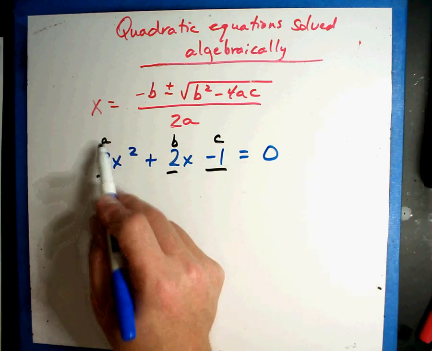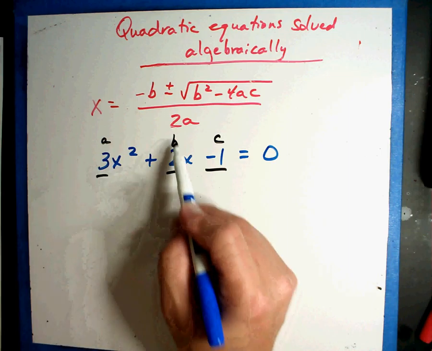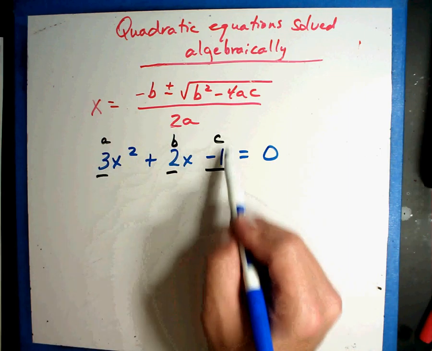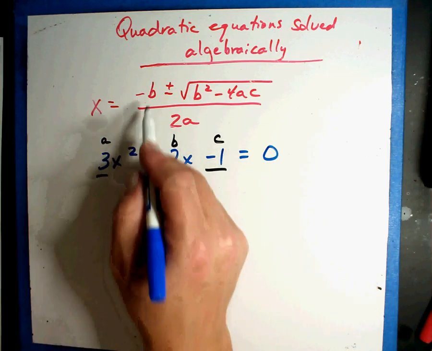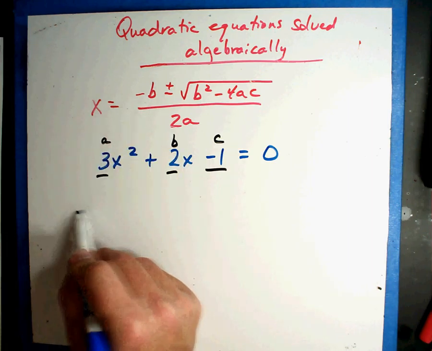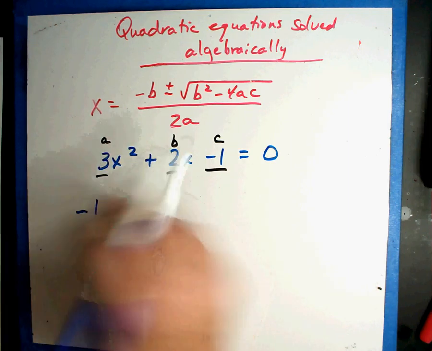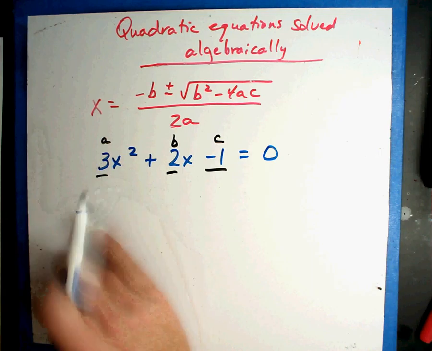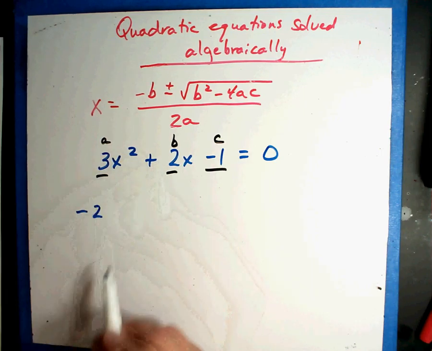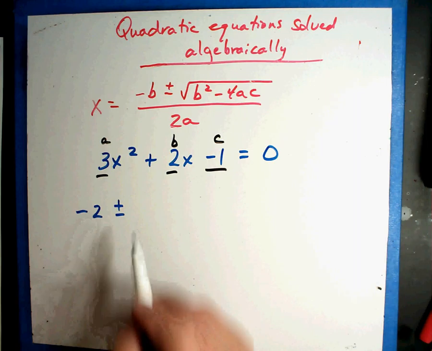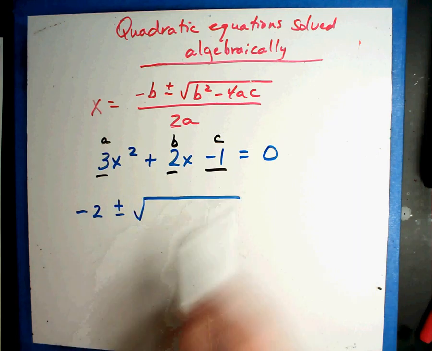Anytime you see A, you're going to put a 3. Anytime you see B, you're going to use 2. And anytime you see C, you're going to use -1. So let's use the formula. The formula up there is minus B. Well, B is 2. Plus or minus. You may not know what that means right now. Don't worry about it. I'll solve that in a minute for us.